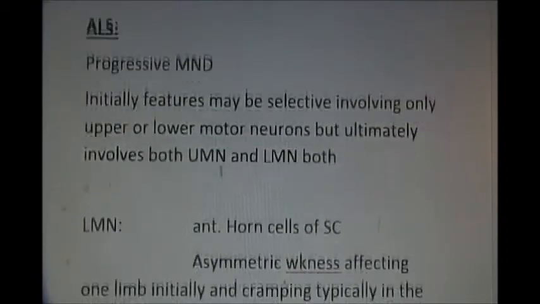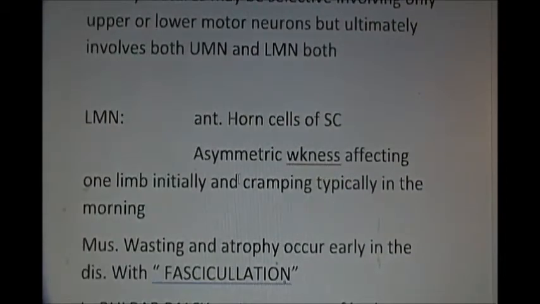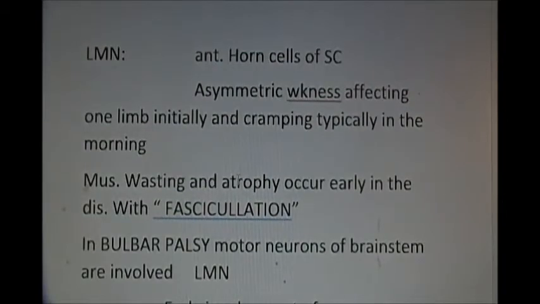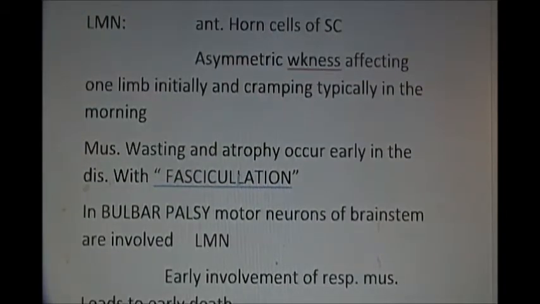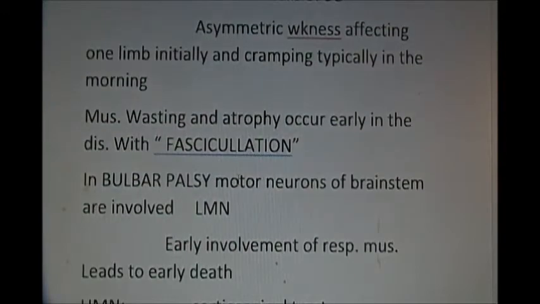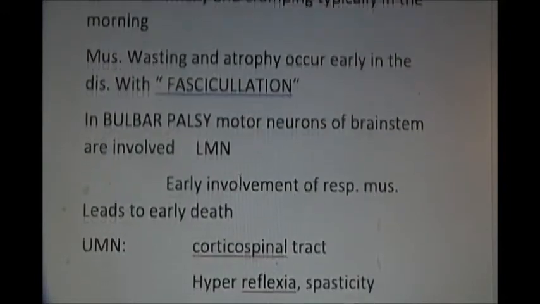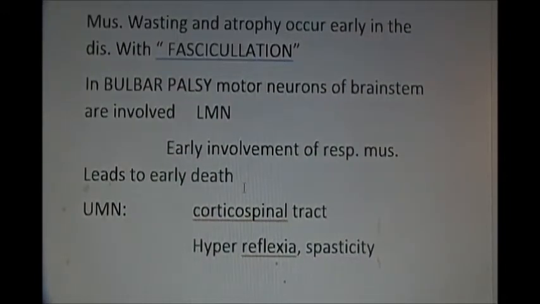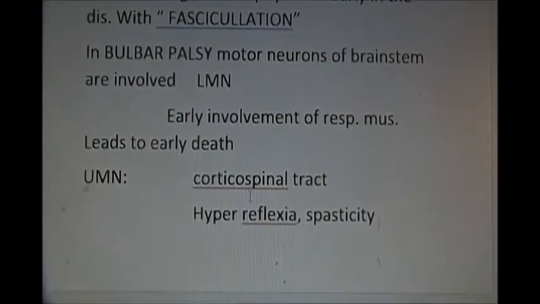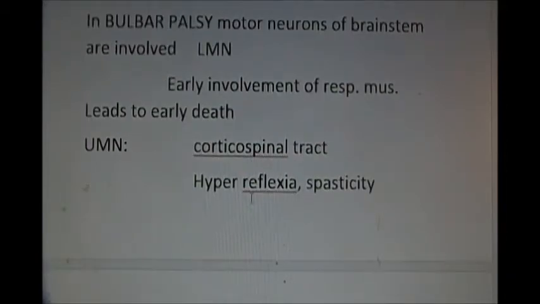The lower motor neurons involved in amyotrophic lateral sclerosis are the anterior horn cells of the spinal cord, and they cause asymmetric weakness that affects one limb initially, and cramping, typically in the morning. Then the muscle wasting. So it's the lower motor neuron: muscle wasting, weakness, areflexia, and atrophy. They occur early in the disease, with fasciculation.